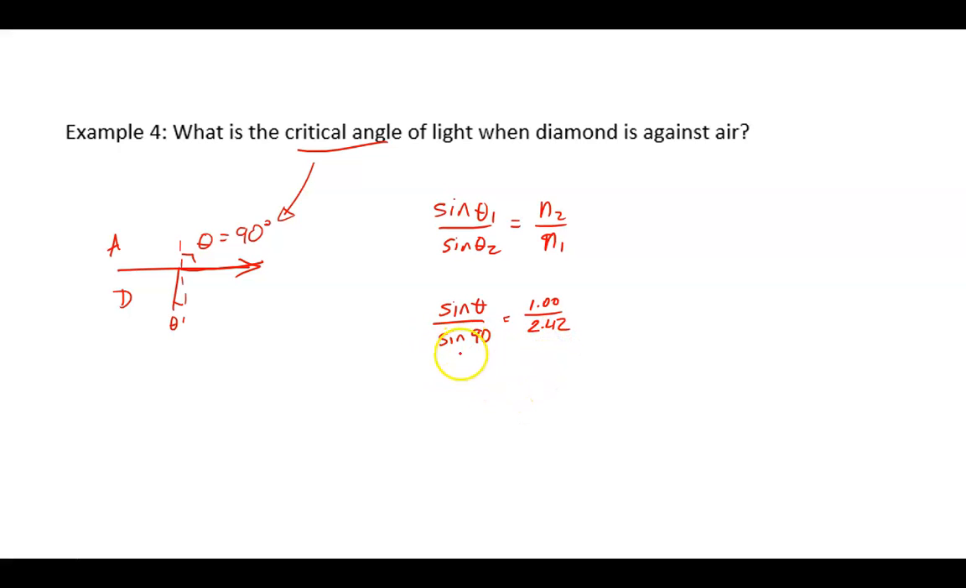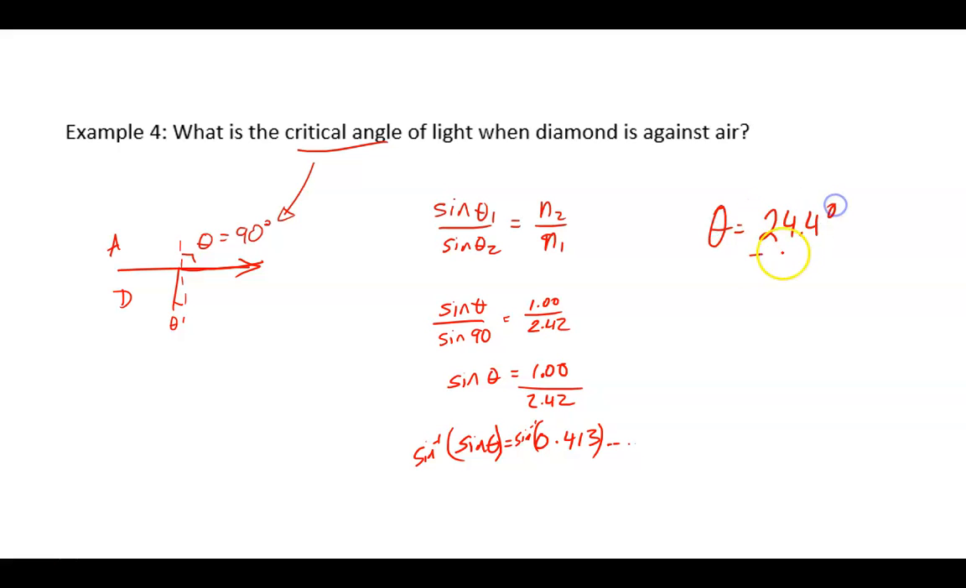Now, sine 90, when you type it in a calculator, actually is just 1. And so when you multiply 1 by sine 90, you actually do get 1. That is not a typo in your calculator. 1 divided by 2.42 gets you 0.143, and again, you're going to inverse sine that. So you're going to inverse sine both sides, and that gets you an angle of 24.4 degrees.